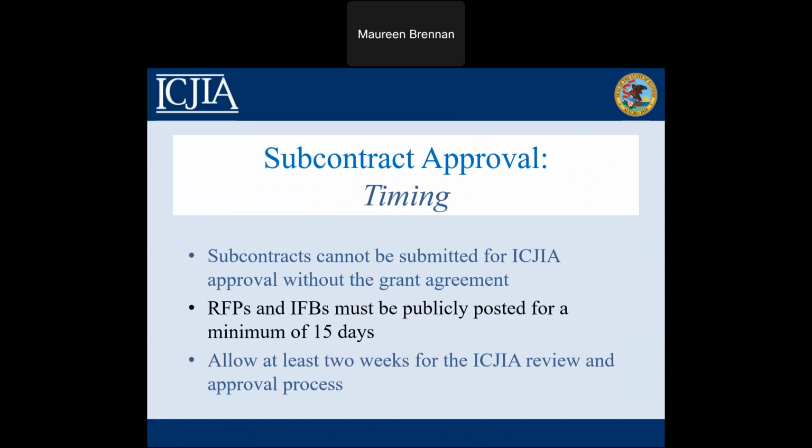Just a note about timing. Subcontracts cannot be submitted for the authority approval unless we have the grant agreement that it will be supporting. So we can't look at that subcontract without the context of the actual grant agreement. So that means that that's going to happen after you've gone through the negotiation phase with your grant. RFPs and IFBs must be publicly posted for a minimum of 15 days, and you should minimally allow 2 weeks for the authority to review and approve RFPs, IFBs, and subcontracts.